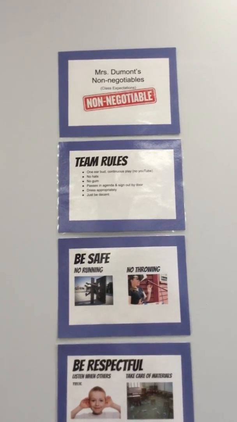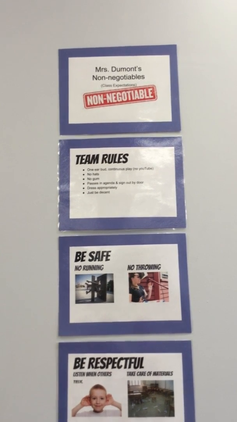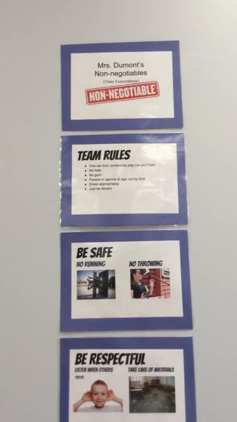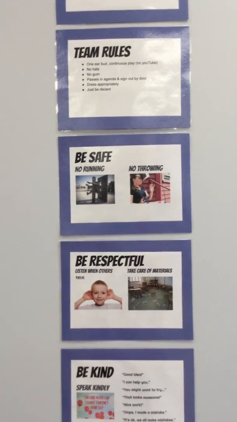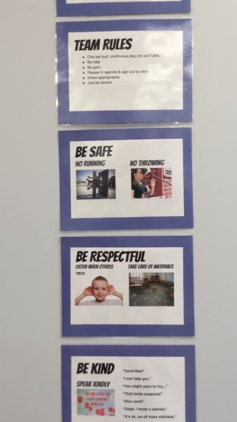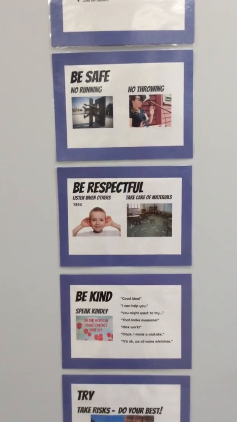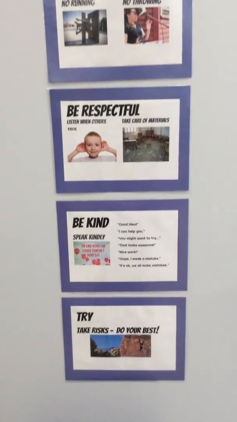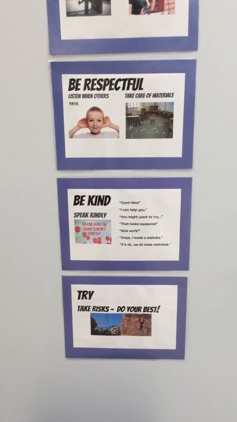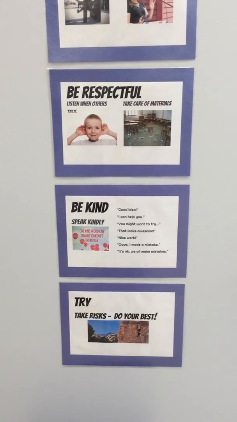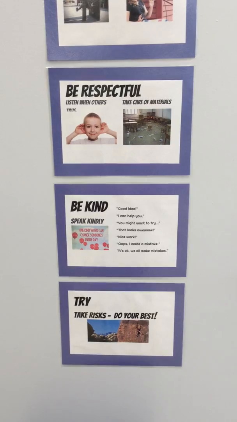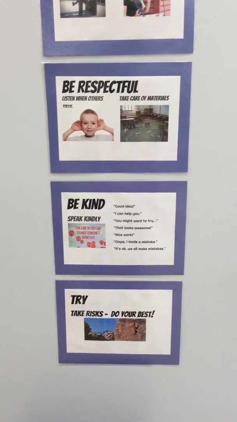I call them my non-negotiables, and they're the things I constantly refer to and that the students abide by in my class. I have our team rules, and my general rules are be safe, be respectful, be kind, and take risks. These are the things I found myself repeating constantly, and so these give us some talking points and some visuals that make the kids laugh, and they align with what we discuss as far as our school pride expectations.